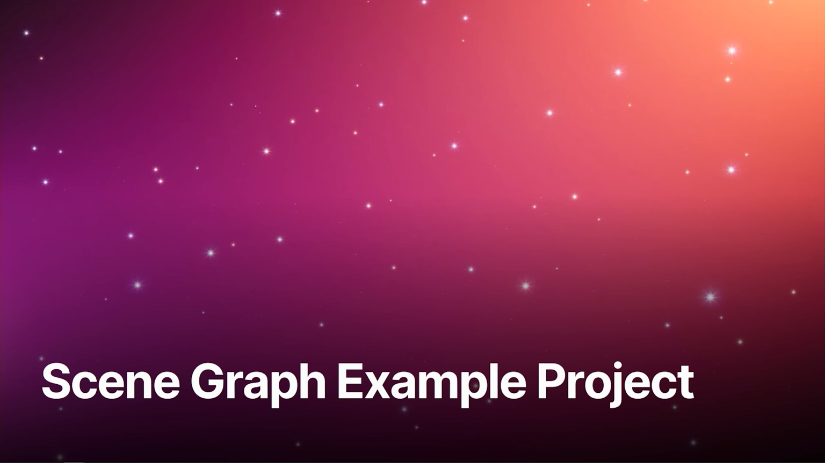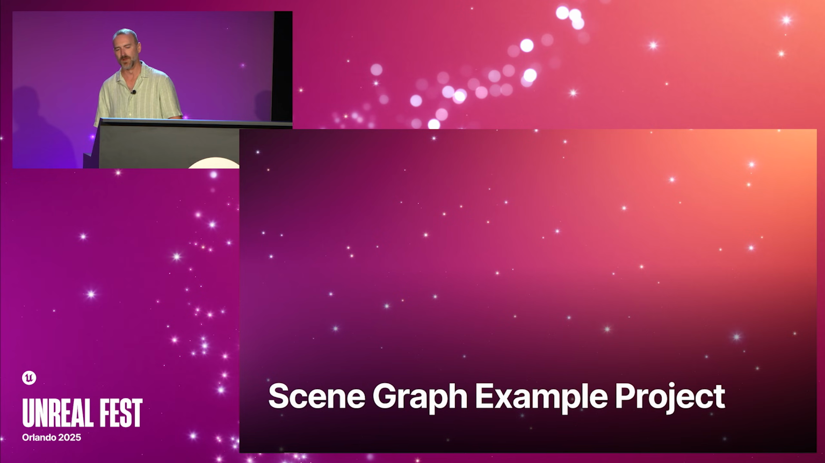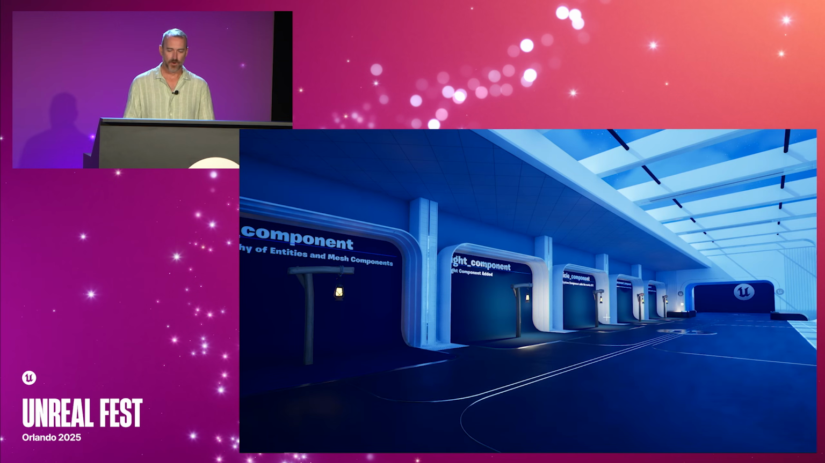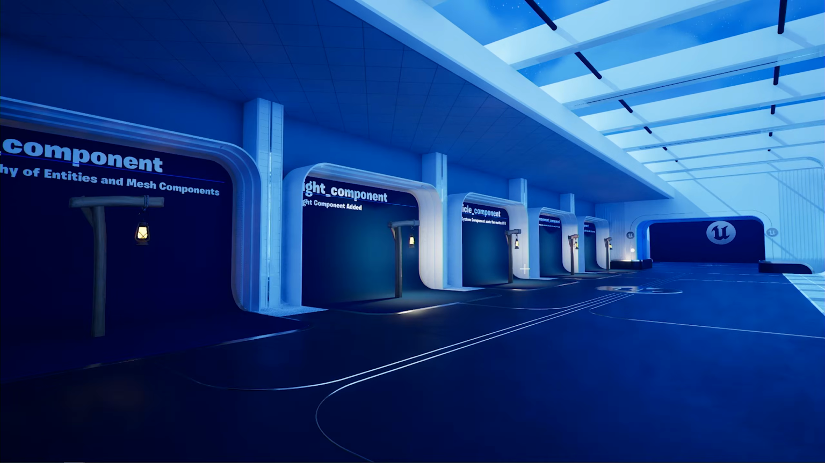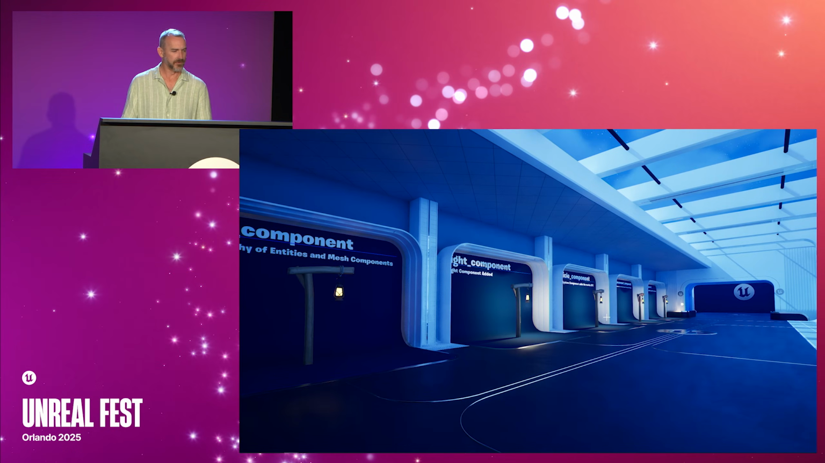So let's take a look at our Scene Graph example project that we're shipping with our beta. All the light component examples, or the lantern examples, are in here. All the code that you saw before is in here for you to look at and use. And we have a few other examples we can look at in here.